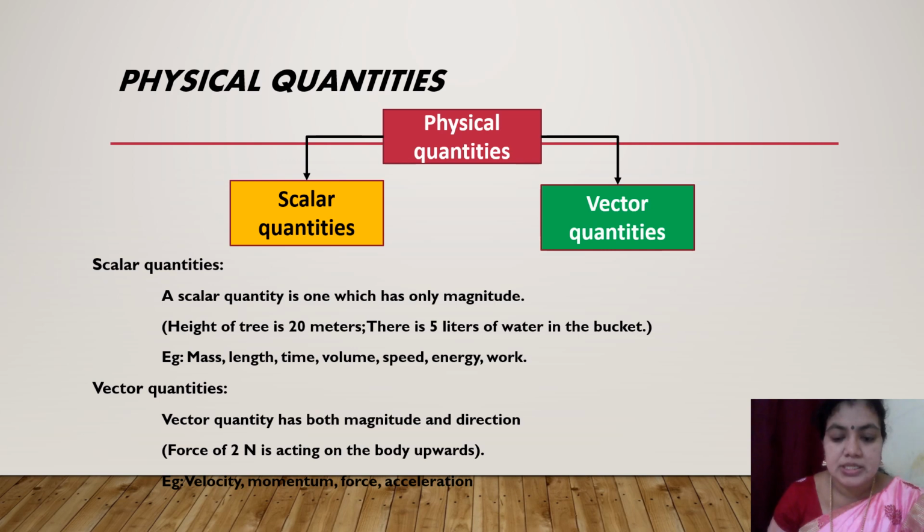The second type is the vector quantity, which has both magnitude and direction. If I am referring to the force which I am using to pull or push an object, say a force of 2 Newton, and I am pulling it upwards, I am including the direction also. If I am pushing it downwards, I am including the direction also. So a vector quantity has both magnitude and direction. There are so many examples of it. We would see the basic things one by one.